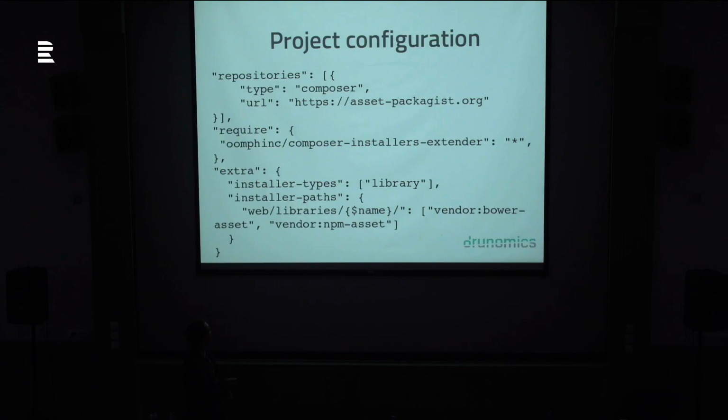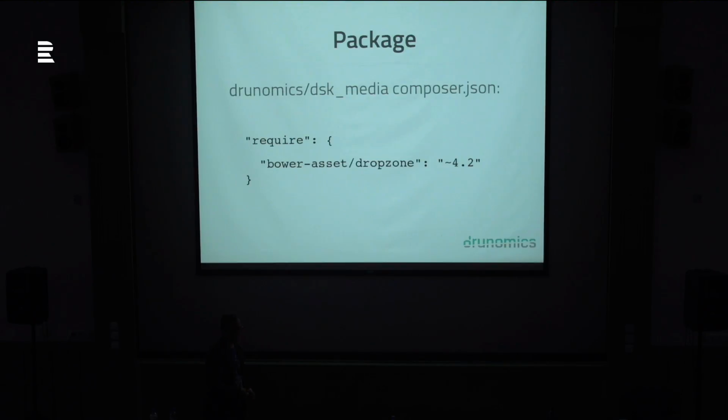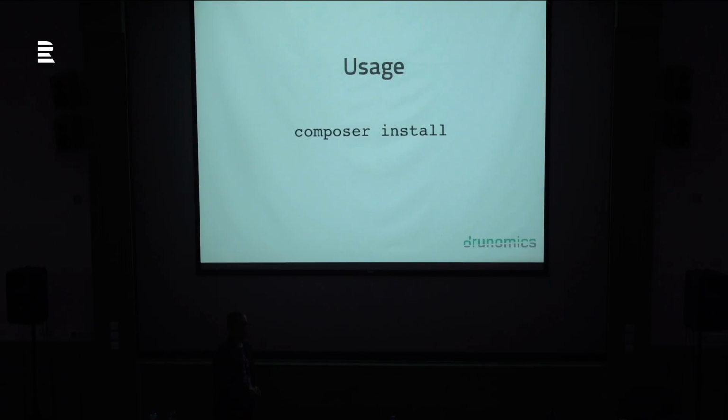And that's the configuration for it, which in particular says here, if you have a package which is like a Bower asset or NPM asset, just put it into the libraries folder and it will be just fine. Given that, it's very easy to use. So in our DSK media starter kit package, you just require the asset that you need. And it will be automatically added in and taken care of when you use the package in your project. So usage, Composer install as regular. So that's very nice, and that's really how it should work.